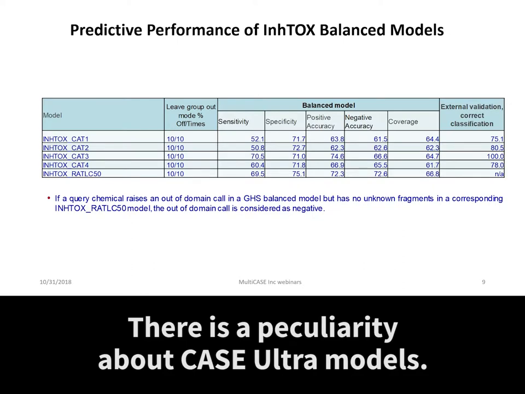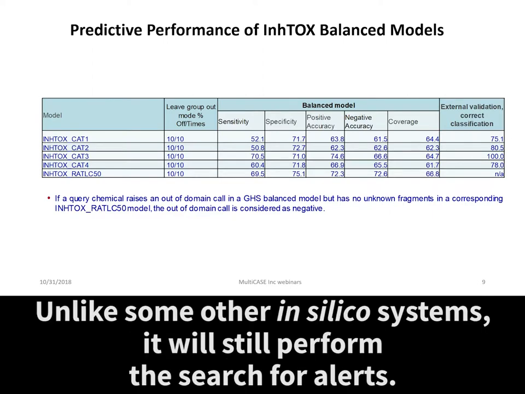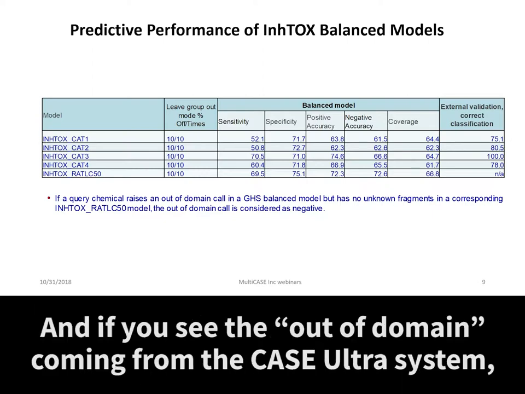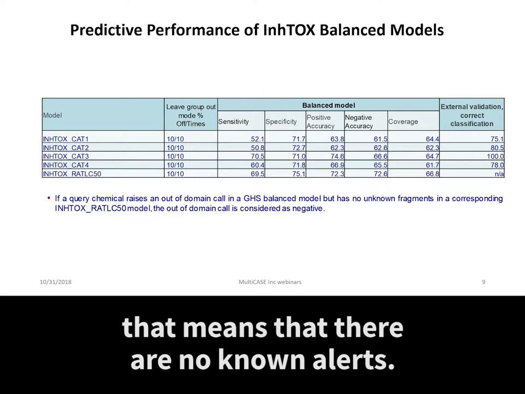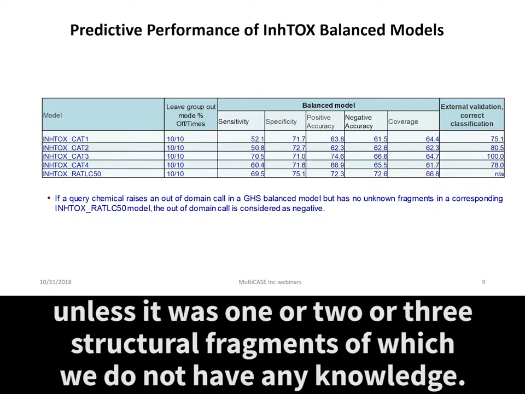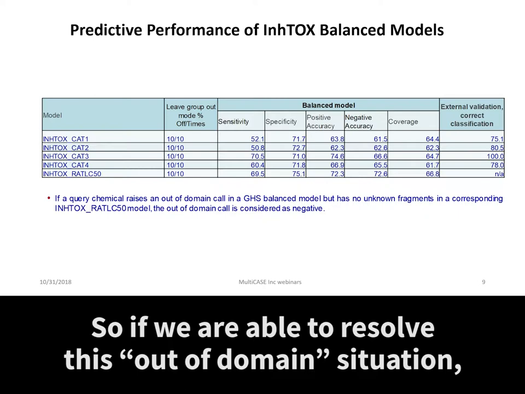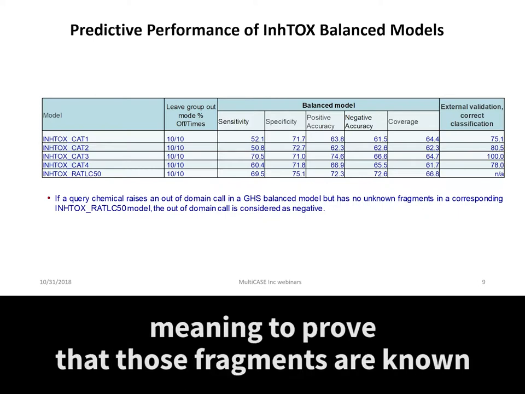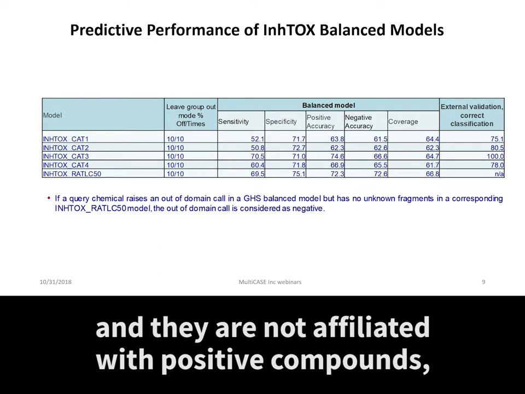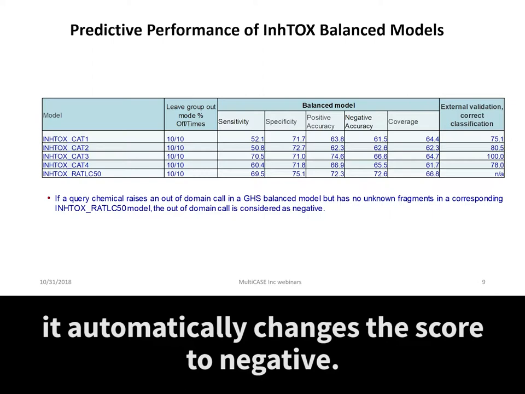And there is a peculiarity about QSAR models. Unlike some other in silico systems, it will still perform the search for alerts. And if you see the out-of-domain coming from the QSAR system, that means that there are no known alerts, that this chemical would be negative, unless it has one or two or three structural fragments of which we do not have any knowledge. And that's why this chemical was called out-of-domain. So if we are able to resolve this out-of-domain situation, meaning to prove that those fragments are known and they are not affiliated with positive compounds, it automatically changes this call to negative.